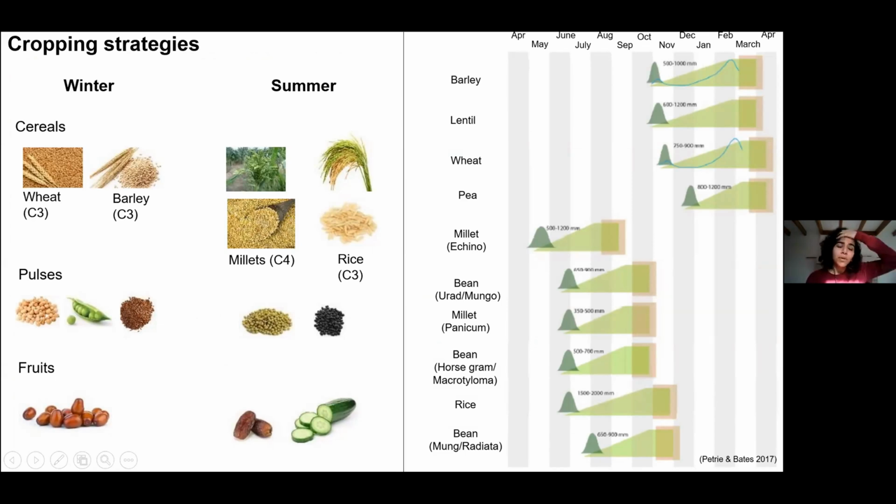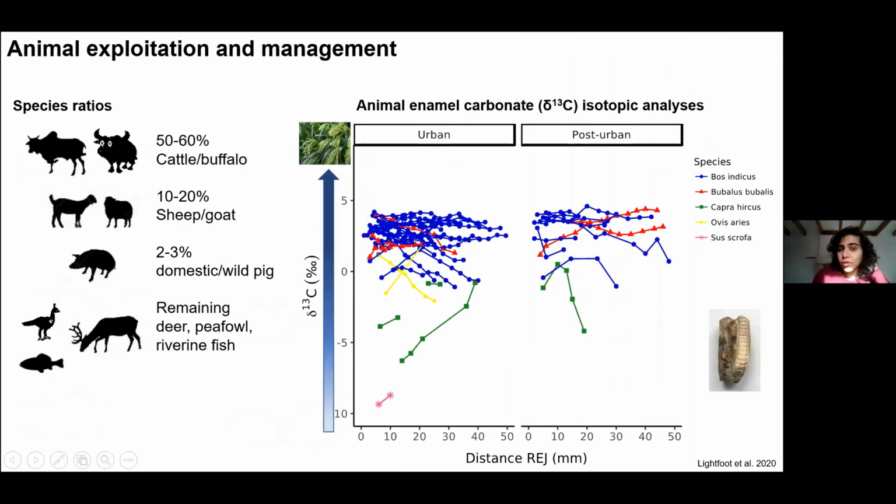When it comes to animal exploitation, we have studies from the settlements that I was studying that are quite similar to other regions in the Indus Civilization. There's a predominance of cattle and buffalo bones, a little less of sheep and goat, and the presence of domestic and wild pig. And of course, there is a very small proportion, but it exists, of wild animals such as deer, peafowl, riverine fish, hare, and even some mollusks. So there are already indications of quite a wide range of food resources available to Indus populations in this region.